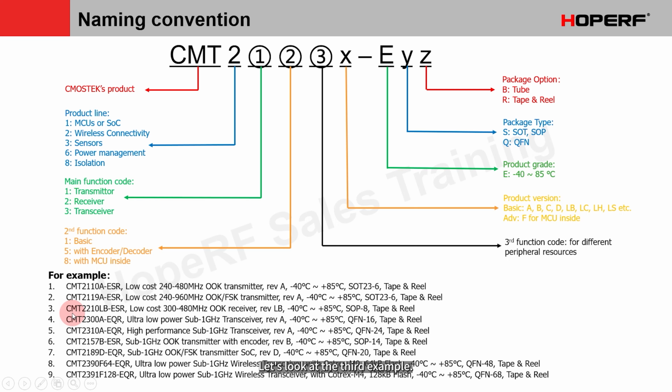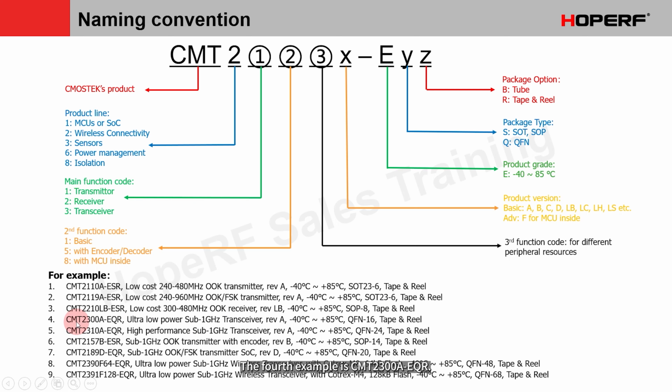Let's look at the third example. CMT2210LB ESR. The second Arabic numeral is 2. The third digit is 1. The fourth digit is 0. So it is a basic single receiver. According to the datasheet description, it is a low-cost 300 MHz to 480 MHz OOK receiver. The version is LB. It is an industrial specification product, with a temperature range of -40 degrees Celsius to +85 degrees Celsius. Packaged in SOP8, and packaged in tape and reel.